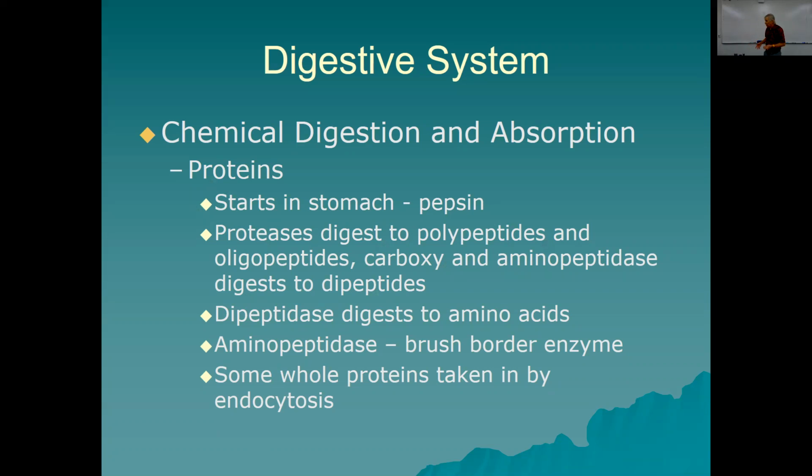And aminopeptidase digests the dipeptides, where a dipeptide is 2 amino acids. Remember, amino acids are the monomers for proteins. We have to digest protein into individual amino acids in order to absorb it and get the benefit from it. That's how we absorb the breakdown products of protein, amino acids. Just like carbohydrates have to be broken down to glucose, proteins have to be broken down to amino acids. And there are brush border enzymes there also.